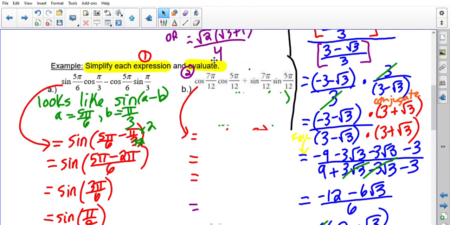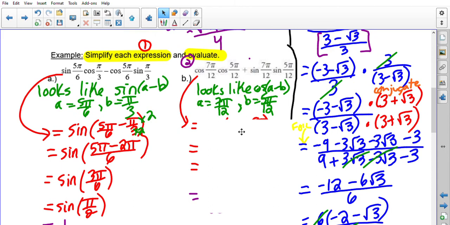Okay. Let's do this one. Cos 7 pi over 12, cos 5 pi over 12 plus sine 7 pi over 12 sine 5 pi over 12. So right away you should be thinking that that looks like cos A minus B, where A is 7 pi over 12 and B is 5 pi over 12. So let's work backwards. Okay. So if this was what we had, that means originally we were possibly given cos of 7 pi over 12 minus 5 pi over 12.